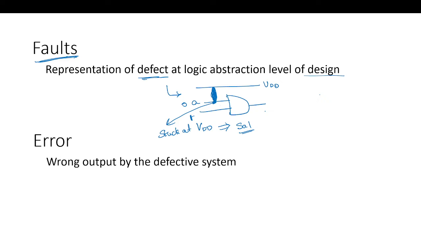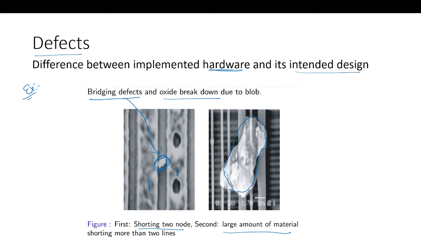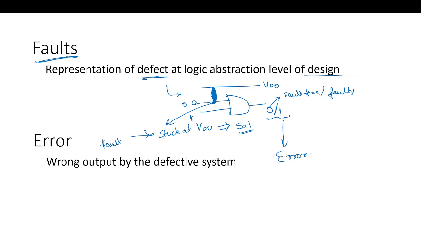Now the output should be 0, but because of this fault, it is coming as 1. If I compare the fault-free value with the faulty value, you can see there is an error in the output. So this is called the error, and this modeling is called the fault model, where a physical defect like this is modeled as a fault, leading to an error. So error is the wrong output by a defective system.